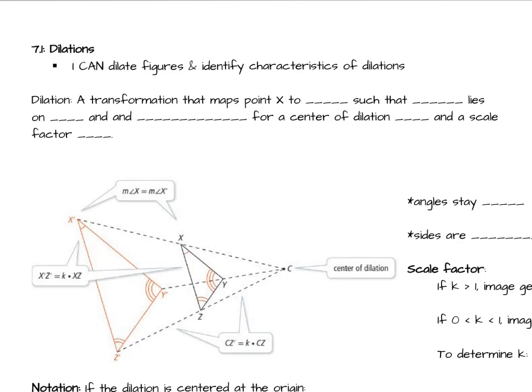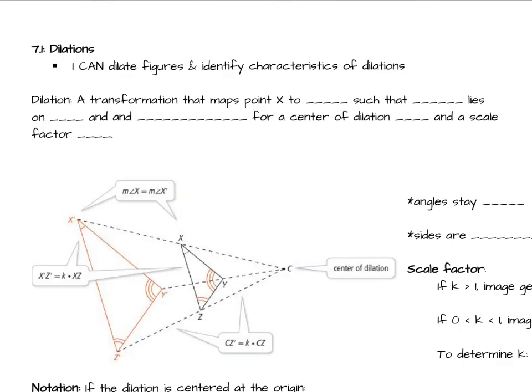Topic 7 is called similarity. In this topic, we'll look at shapes that aren't necessarily congruent to each other, but they have similar features. To get an idea of how to create similar-looking shapes, we're going to cover Lesson 7.1, Dilations. Please add everything that I write in the video to your note packet.